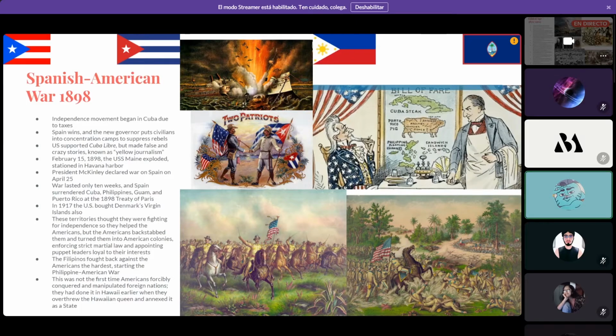The Filipinos fought back the hardest. They actually, I believe, bombed their own bay to try and take it over from the Americans, and they were able to fight back against a lot of Americans until they brought reinforcements. That was known as the Philippine American War. And this was actually not the first time that Americans had manipulated or controlled foreign nations. They did the same thing in Hawaii. They overthrew the Hawaiian Queen and annexed it as a state. So it was not a peaceful transition.